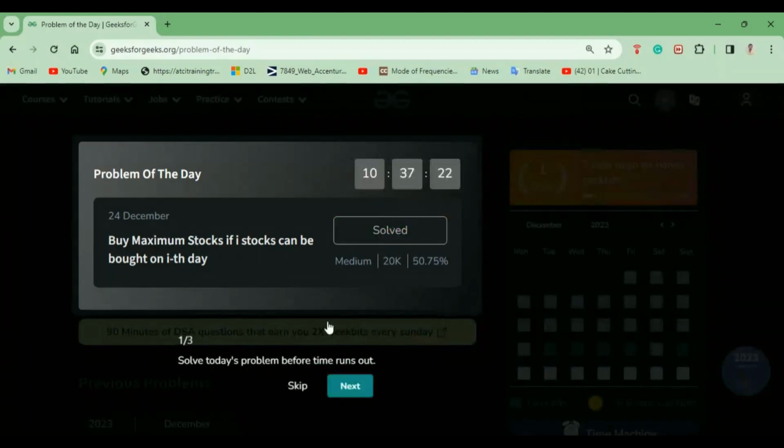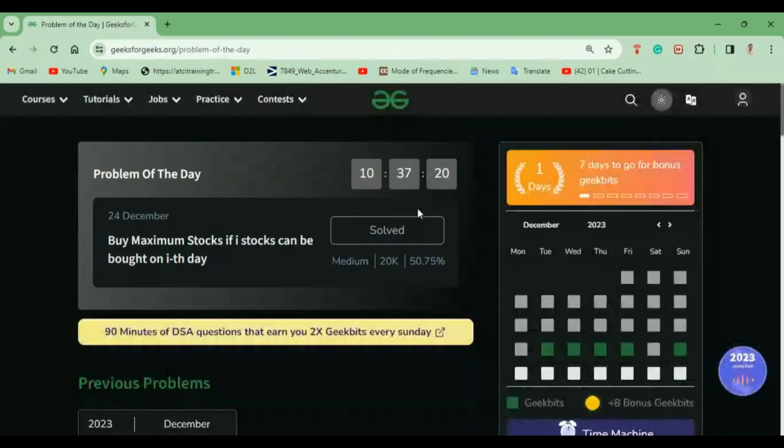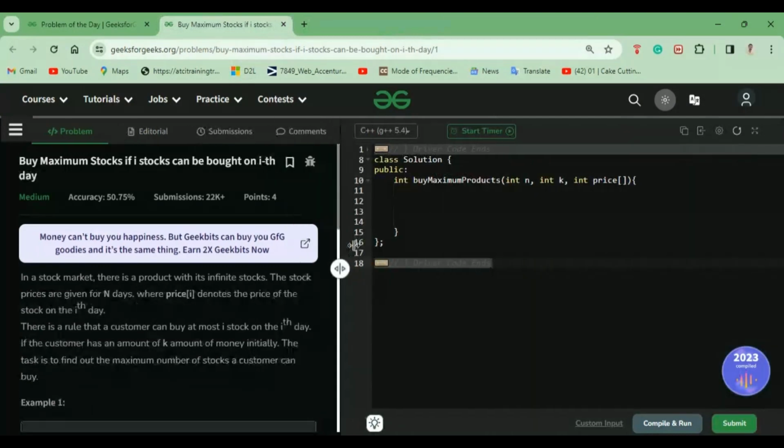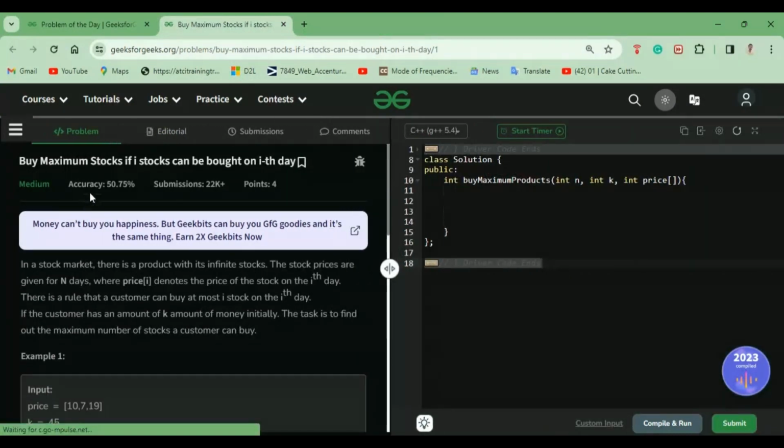Okay. I have already solved this problem. I'll try to explain to you guys how I solved this problem and what approach you can follow to solve this problem. Let me just quickly go to the problem.